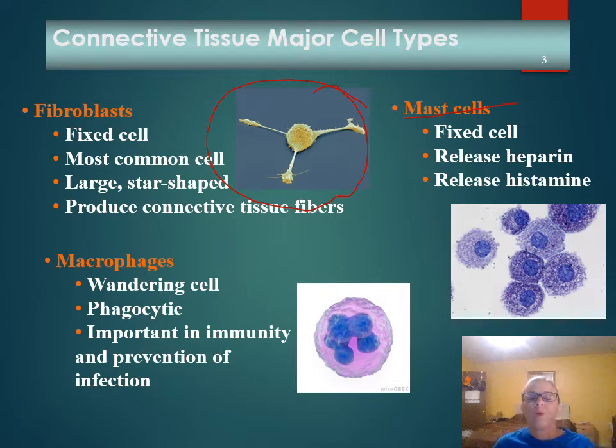Macrophages are the wandering type. These can also be called histiocytes. They start out as white blood cells, and we have a lot of them. They are very specialized to carry on phagocytosis, and the reason for that is to clear away foreign particles from different tissues as part of your immune system. So that's very important.